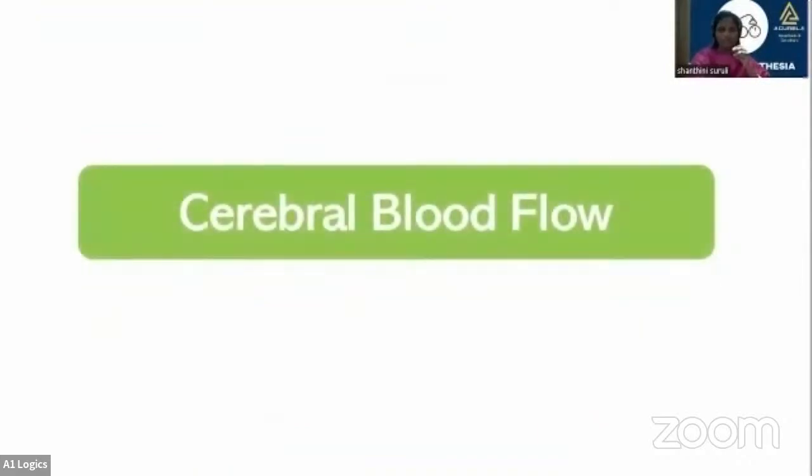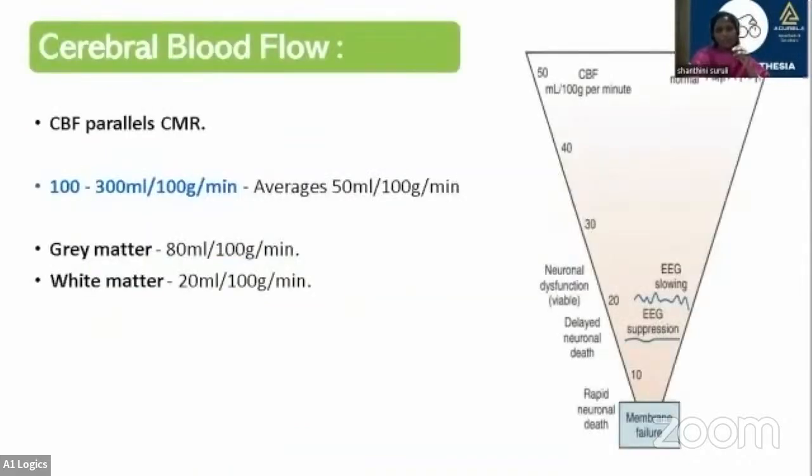Coming to cerebral blood flow. Cerebral blood flow parallels the cerebral metabolic rate. It averages 50 ml per 100 gram per minute. The gray matter receives the maximum share of 80 ml per 100 gram per minute, and the white matter 20 ml per 100 gram per minute.